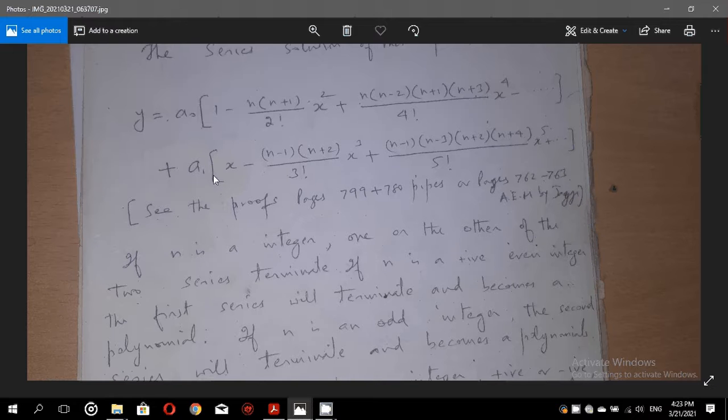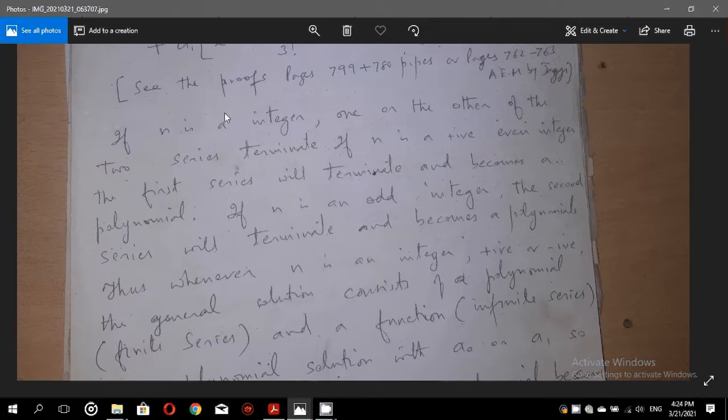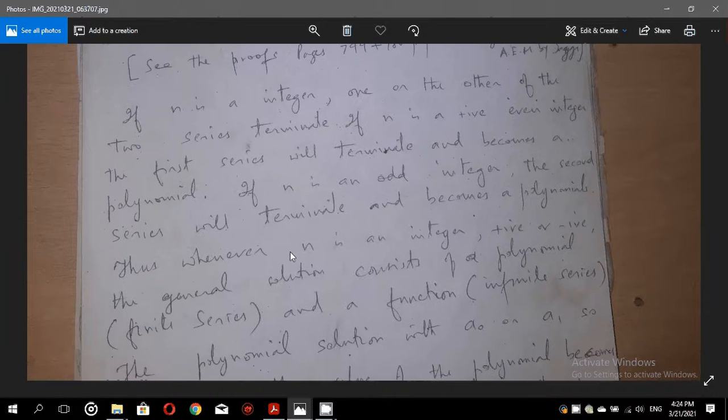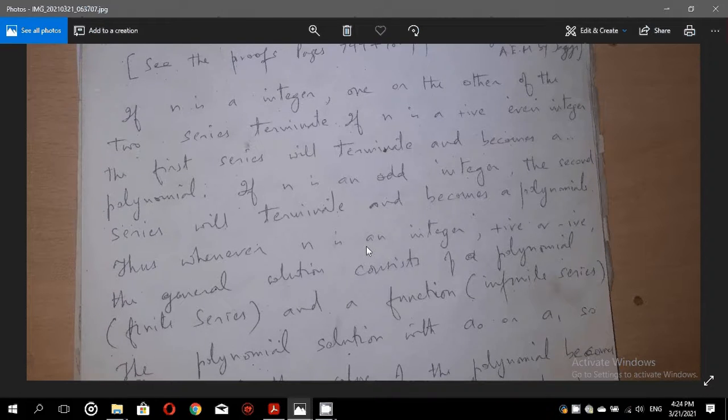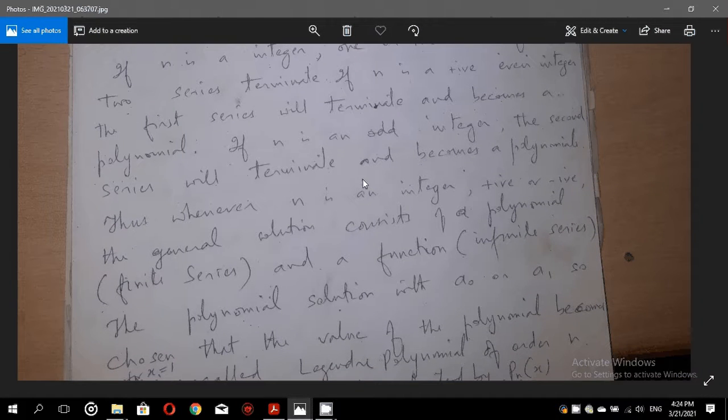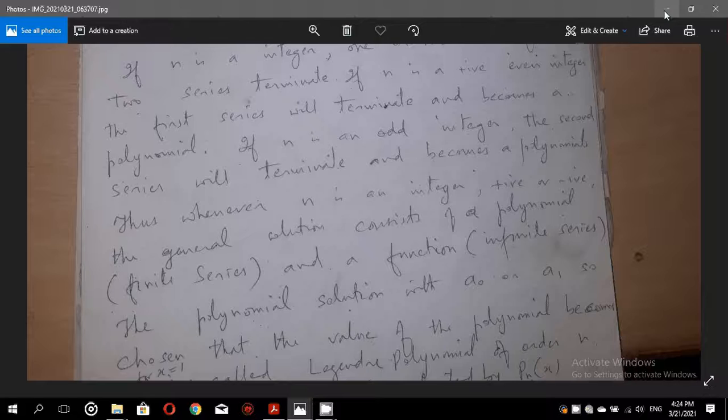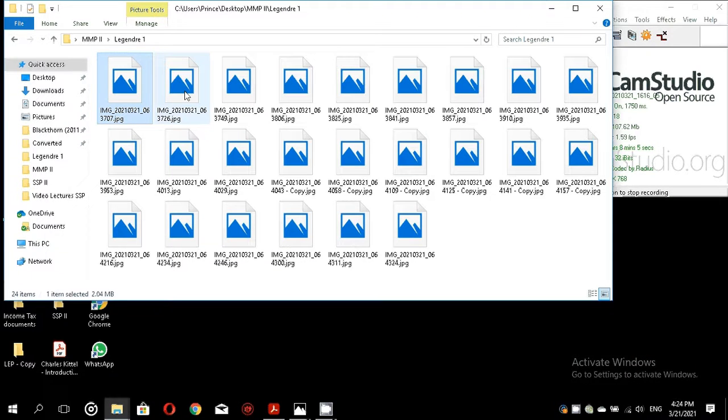So we will restrict ourselves to the finite part, that is the Legendre polynomials. Okay, this is what is written here, and you can go through what I have said already. And let us now move to the next page of the notes.